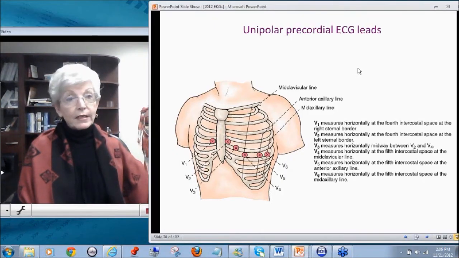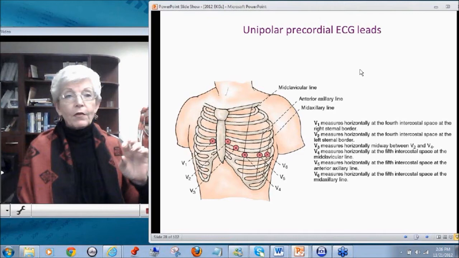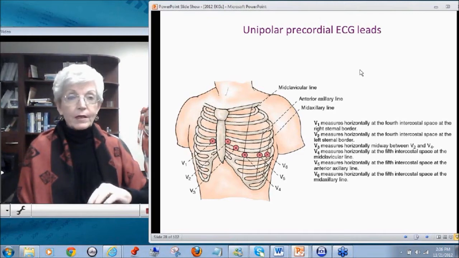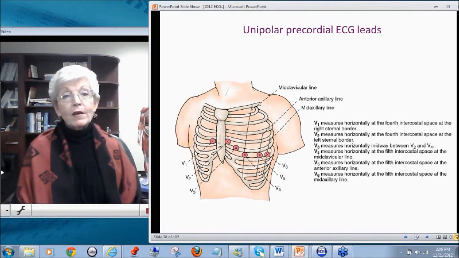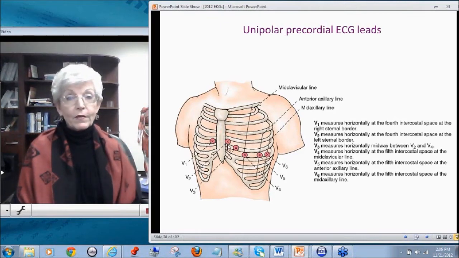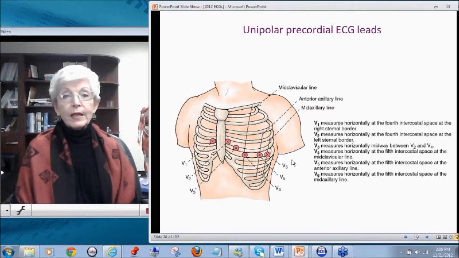All right, so we have discussed the limb leads and the augmented vector leads. So that was the 3 limb leads, 3 augmented leads. So 3 plus 3 is 6. And now we have 6 more leads to go: the 6 precordial leads. So 6 plus 6 is our 12 lead EKG. The precordial leads that chase across our chest are literally to be placed in very specific areas.